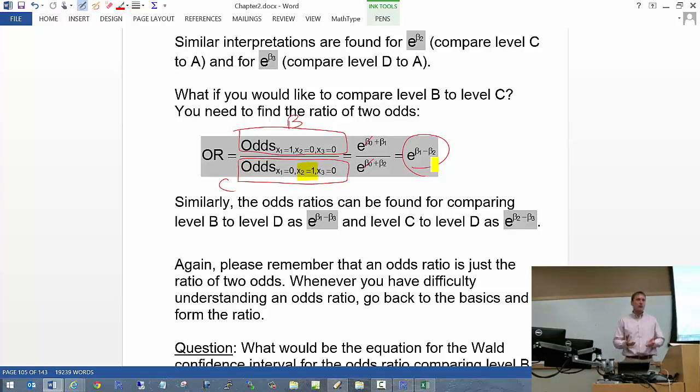So you could do an odds ratio for level B to D, which would be e to the beta 1 minus beta 3. Level C to D would be e to the beta 2 minus beta 3. Okay? Are there any questions?